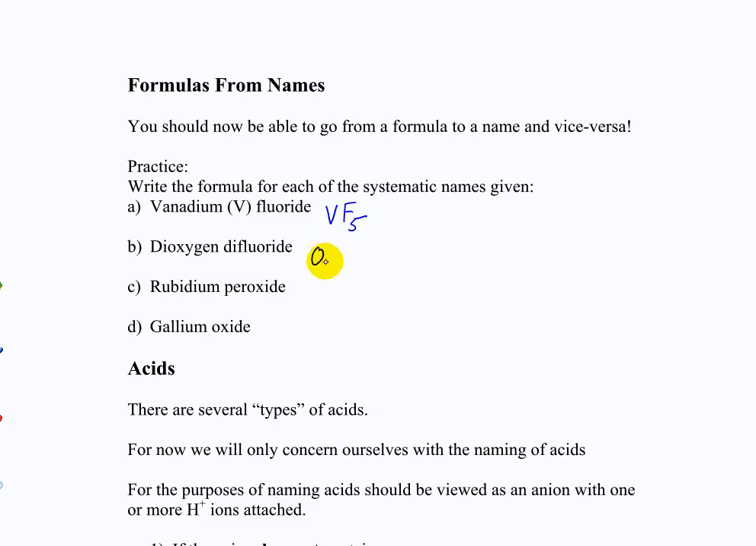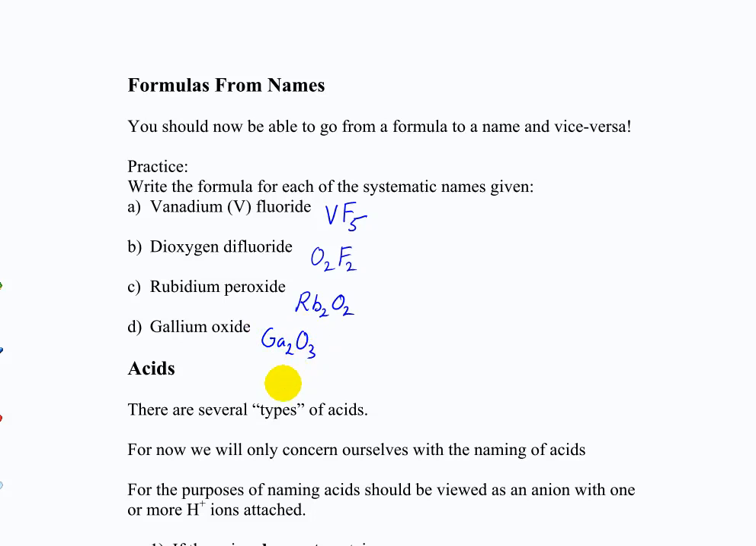O2F2. See, those covalent ones are always the easiest because it tells you exactly how many of each. You don't have to figure anything out. Rubidium peroxide. Right, just like that example that we did, Rb2O2, and you have to know that peroxide is a minus 2 anion. And then gallium oxide? Ga2O3. Yeah, Ga2O3. That one gets a little bit tricky.